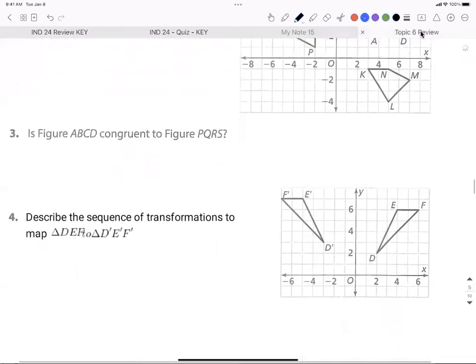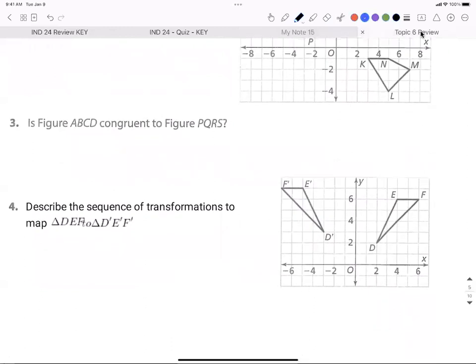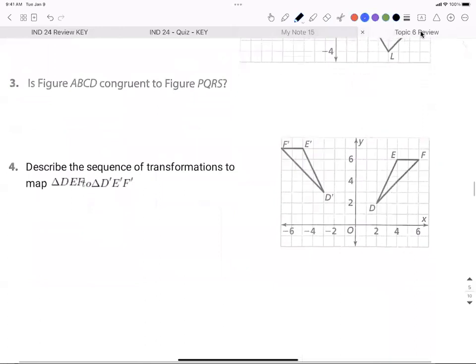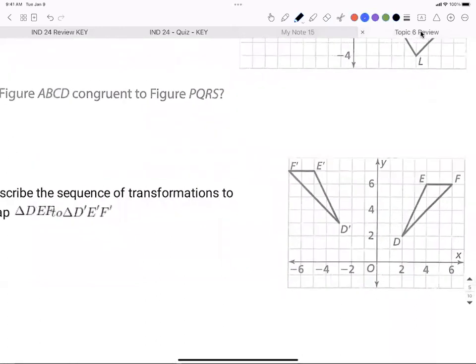All right. Describe the sequence of transformations to map DEF onto DEF prime. Okay, that's just kind of a review. What ones could these be? If you're describing a sequence, what ones could you use here? You can use a reflection. What else could you use? These are just possibles. What else could you use?